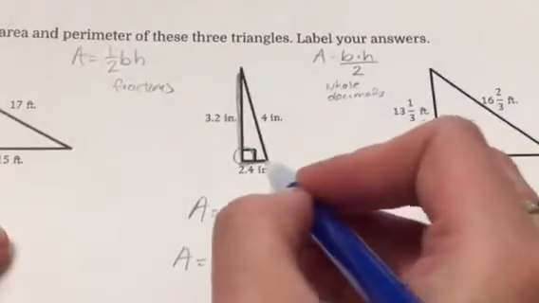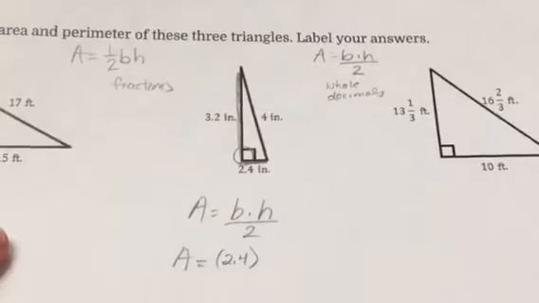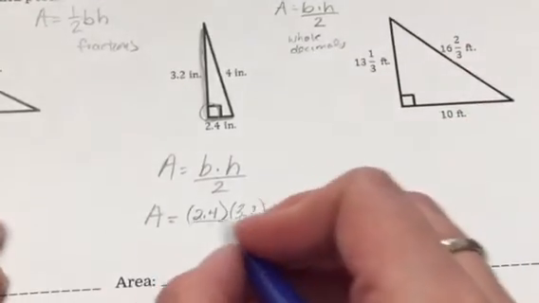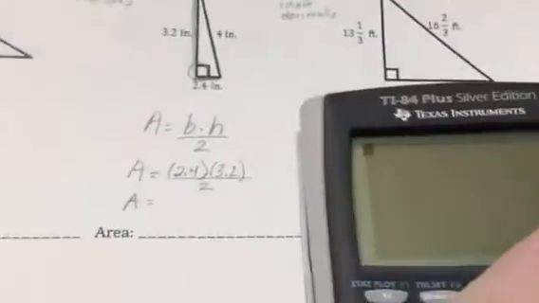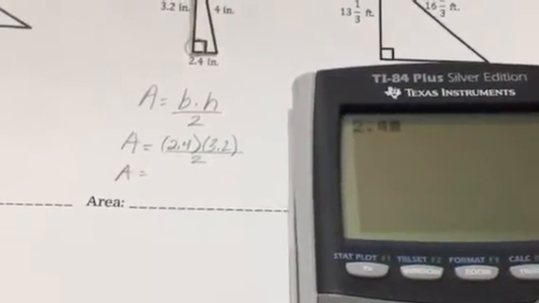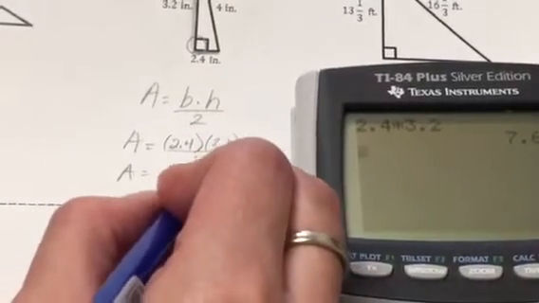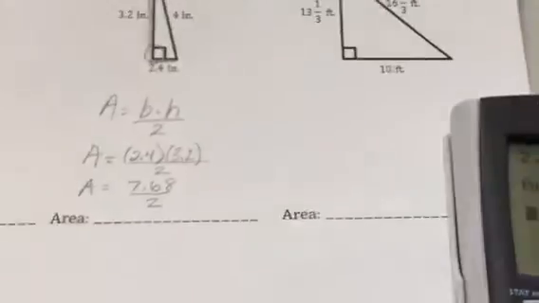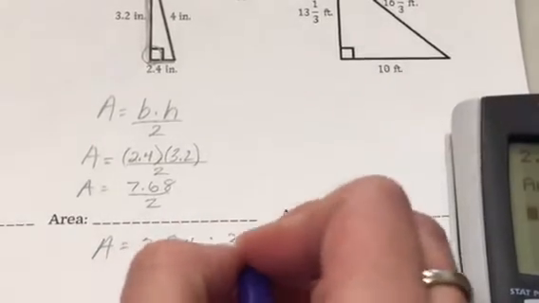Now the base is the bottom, or what it's sitting on, so I'm going to substitute in 2.4. The height is how tall it is going straight up and down, so I'm going to substitute in 3.2. Then I'm going to divide all of that by 2. So in my calculator, I'm going to type in 2.4 times 3.2, and I get 7.68. I need to divide that by 2, and my area will be 3.84 inches squared.